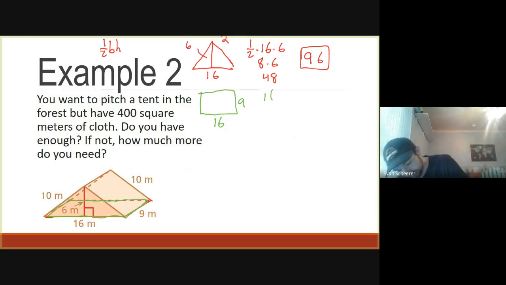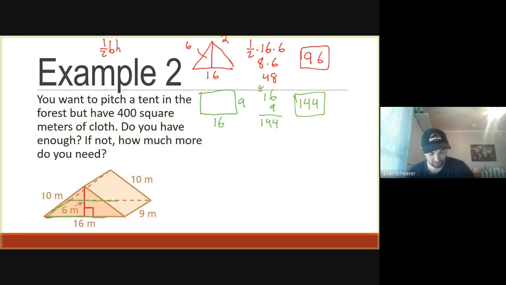So therefore, 16 times 9, 6 times 9 is 54, carry the 5, 14. So we're just going to leave it at 144. And then finally, let me erase these. Finally, we have our 2 sides.